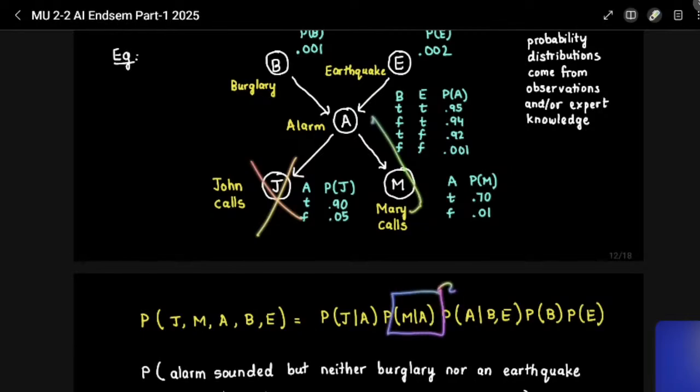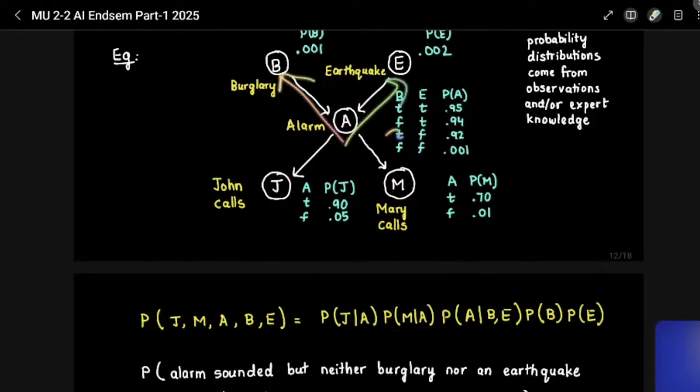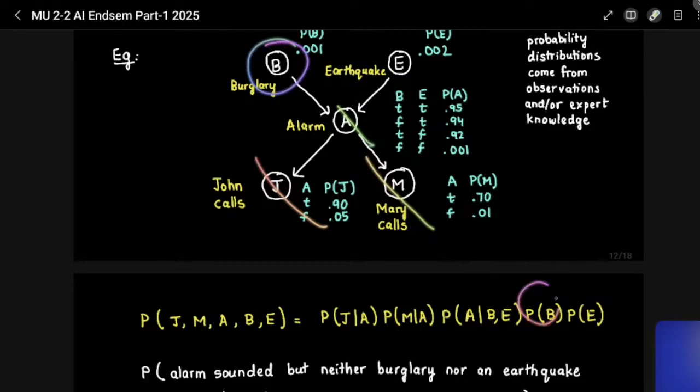Now after M is done, go to A. So probability of A, but A is dependent on B and E. So probability of A given B and E. J is done, M is done, A is done. Write B, probability of B. There is no dependency, so directly probability of B, and then directly probability of E.